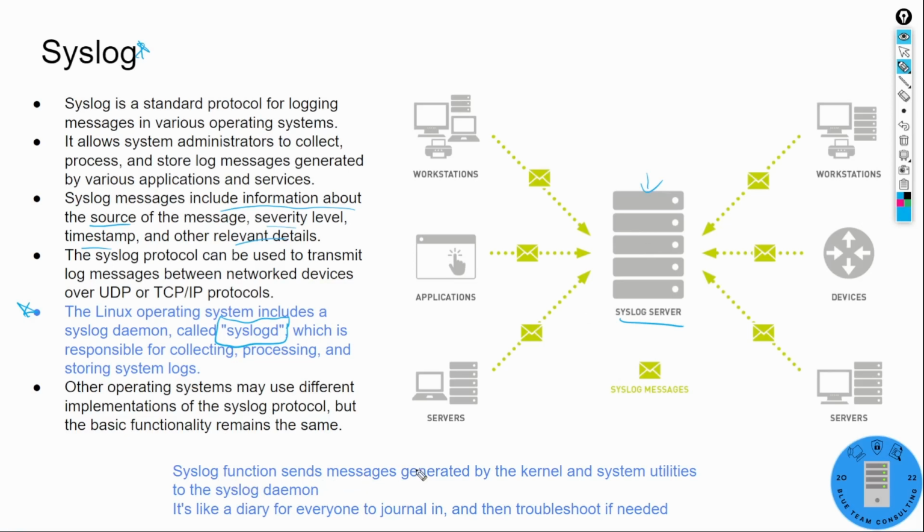Syslog function sends messages generated by the kernel and system utilities into the syslog daemon. It's like a diary for everyone to journal in and then troubleshoot if needed. So all these people are writing to the diary every day with the logs they're generating, all going to be converted into the same standard protocol for logging their messages, and the admin can go in, read the diary, and start troubleshooting and figuring out what's going on if they need to fix something or read the logs related to a specific system.